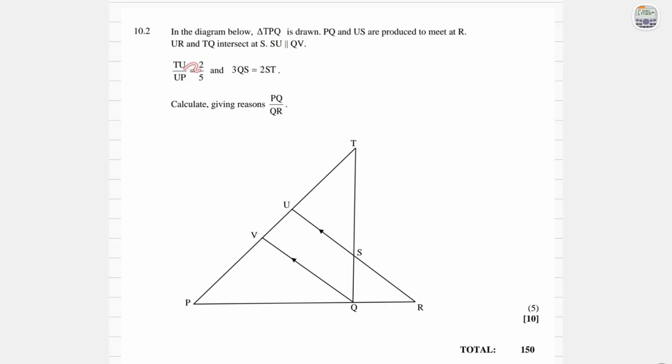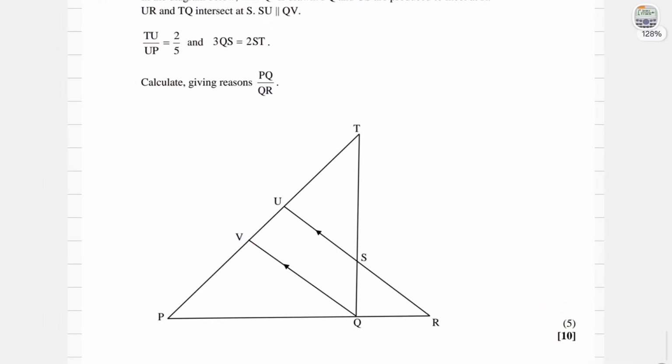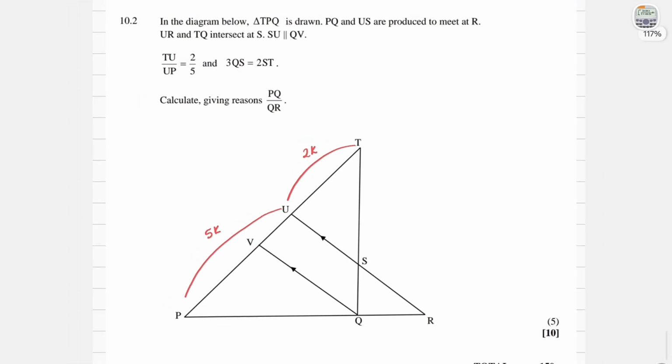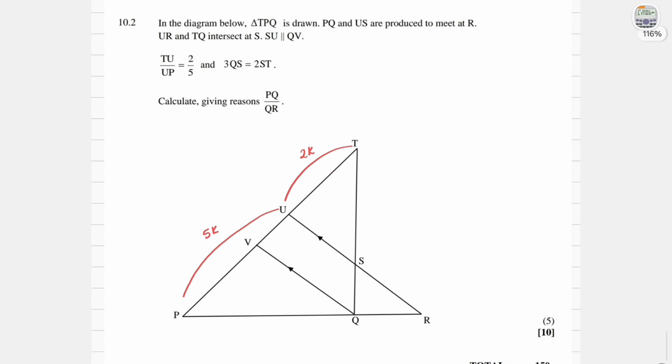Then they tell us that TU over UP. Now, I like to make sure that I just mark these so that we don't confuse the lines. So TU over UP is 2 over 5. So I'm going to call TU 2K, and then UP, I'll call that 5K. Okay, so I'm just naming these because they're not the actual lengths of the lines, they're just their ratios.